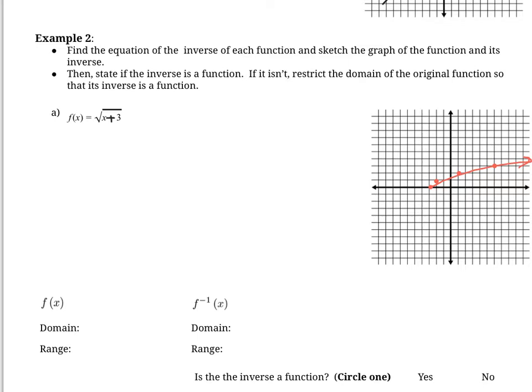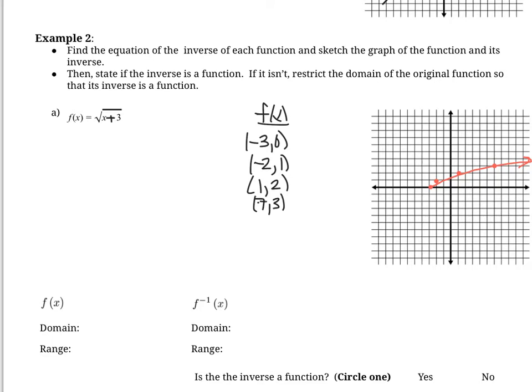Okay, so let's write out these points, because if I want to sketch an inverse, the fastest way to sketch an inverse is just to flip the points. So for our original function, f of x, our first point was (-3, 0). Our next point is (-2, 1). Then we have (1, 2). And then, can we count this? We have 2, 3, 4, 5, 6, 7, up 3. So we have (6, 3).